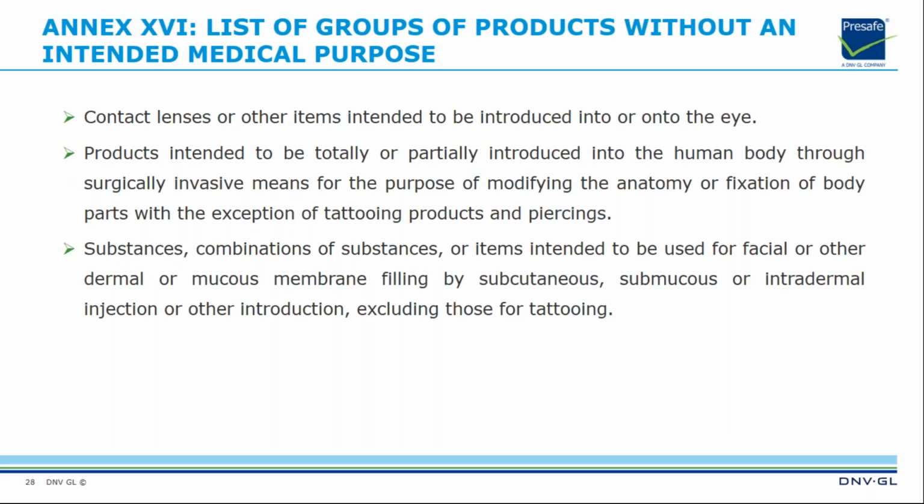Annex 16 is a list of groups of products without an intended medical purpose. So some medical devices without intended medical purpose can be considered as medical devices by MDR. It includes contact lenses or other items intended to be introduced into or onto the eye. Products intended to be totally or partially introduced into the human body through invasive means for the purpose of modifying the anatomy or fixation of body parts, with the exception of tattooing products and piercings.